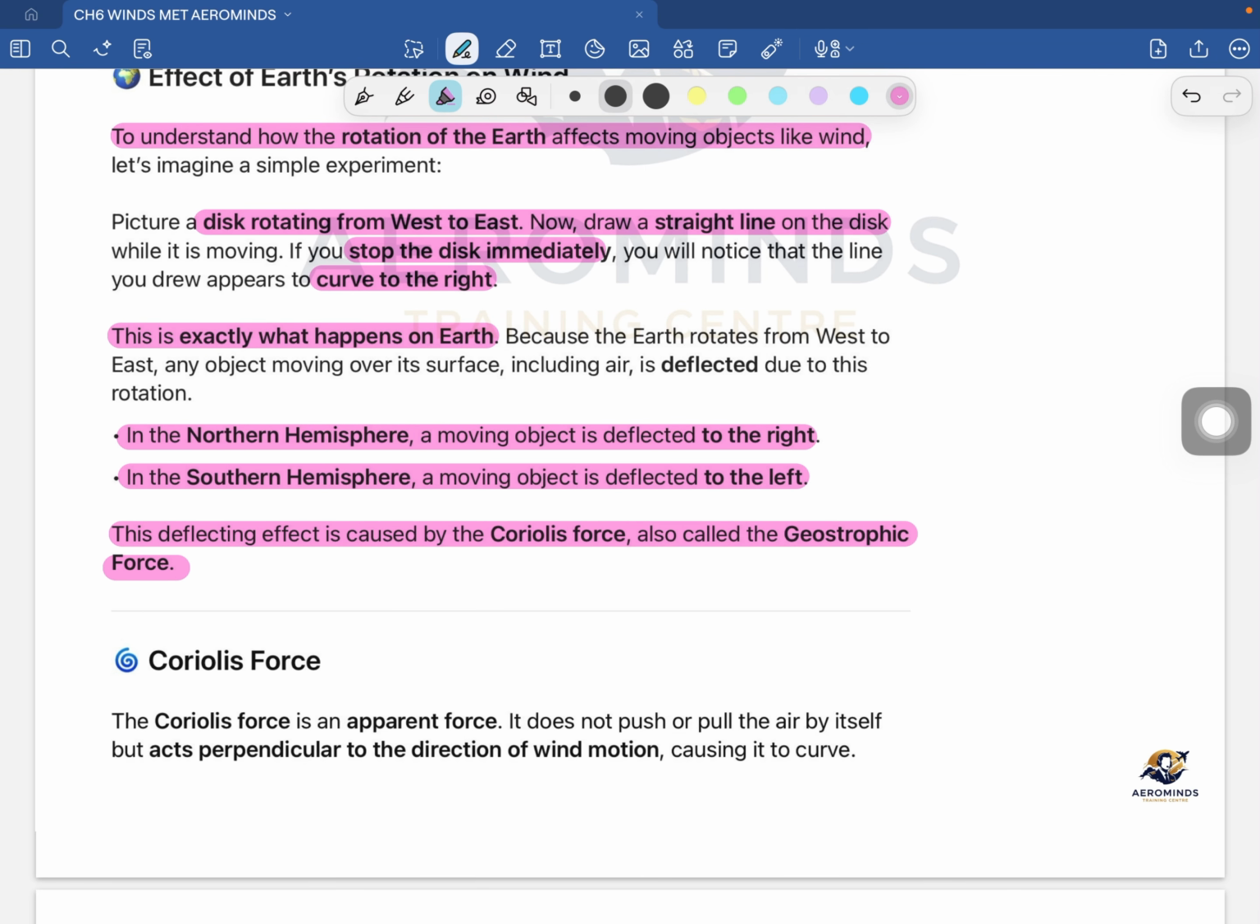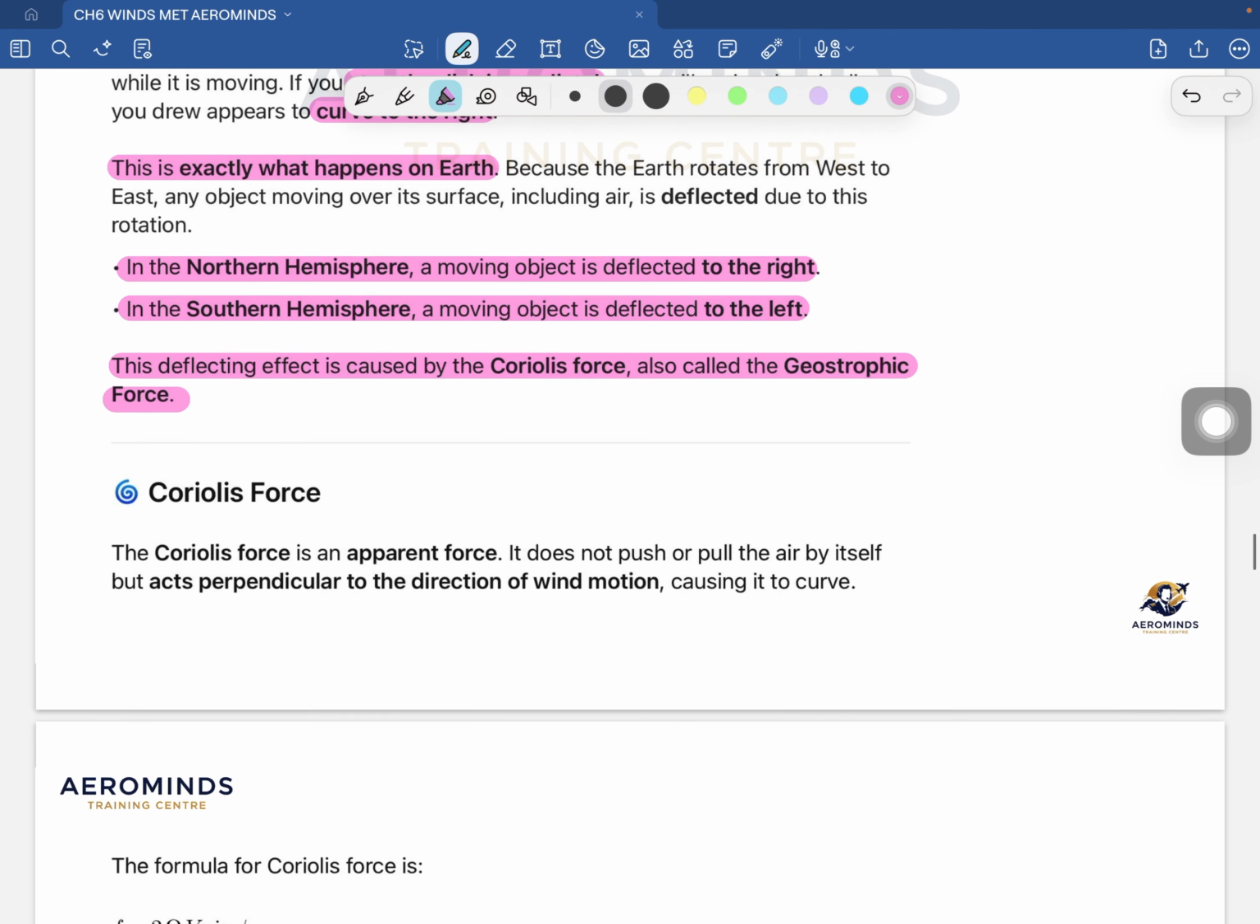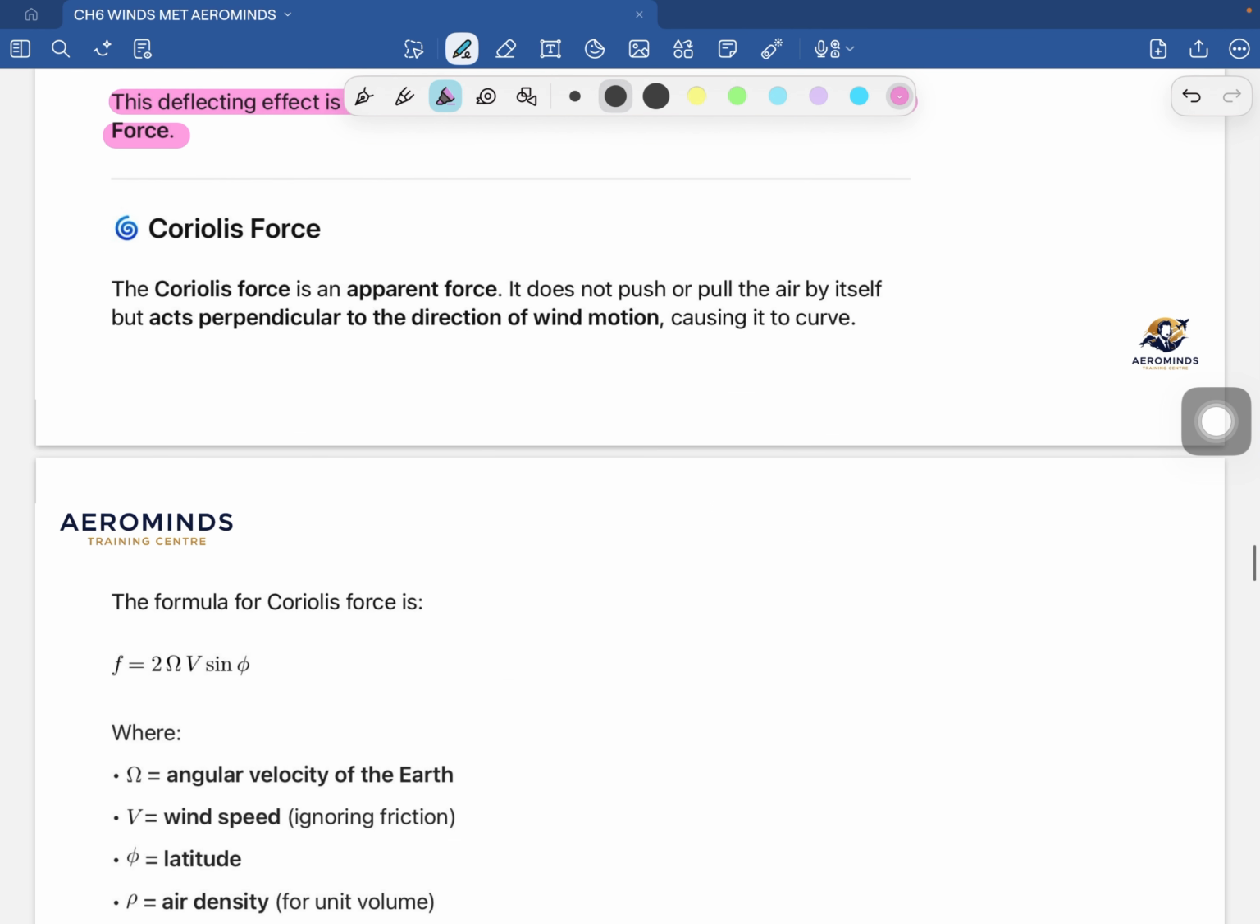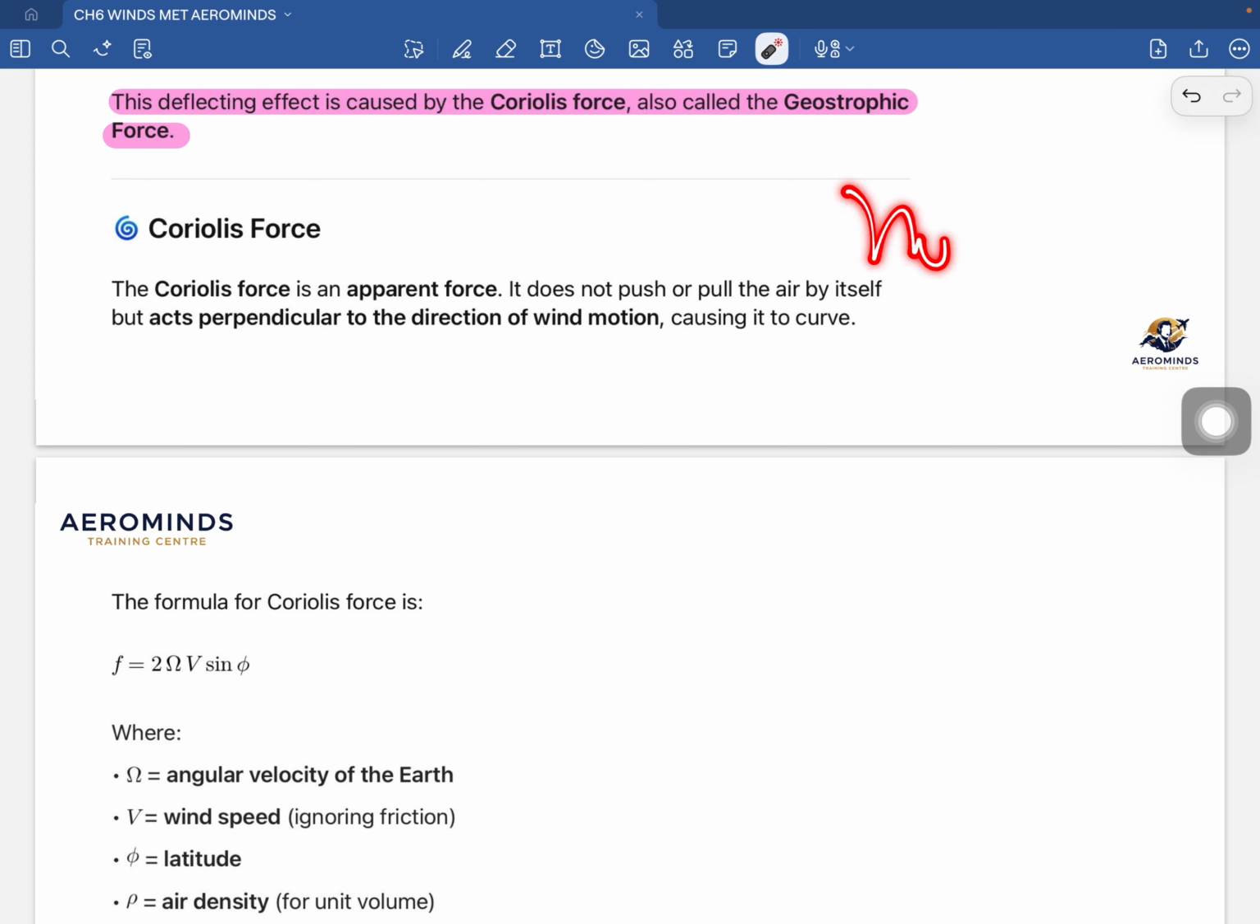Now, what exactly is Coriolis force? This is extremely important to understand. So Coriolis force is basically not a real force. Okay, it's not a real force, not a real force like gravity. Gravity actually pulls objects downwards. The Coriolis force does not push the air, or pull the air. Okay, it is called an apparent force.